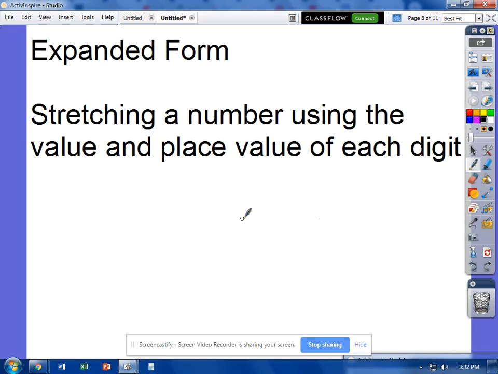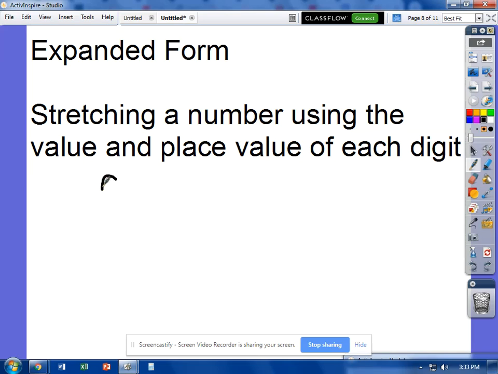The next is expanded form. Now, expanded form is a little bit different. In expanded form, we're actually stretching a number using the value and place value of each of its digits. So this one's a little bit harder to see and think about just from looking at the definition. So that's why we're going to give you a couple examples.